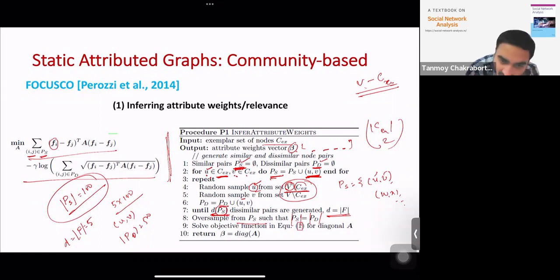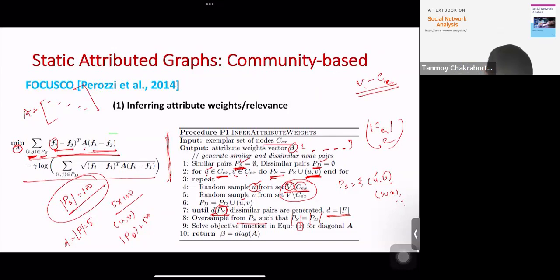The task is to minimize the distance, the feature distance between these pairs of nodes, because we know that these pairs of nodes are similar. You see, fi minus fj, transpose A, fi minus fj. This is the Mahalanobis distance function. And what is A? A is something that you want to identify. At the end of the day, I would like to come up with an A whose diagonal elements would give you the feature importance.